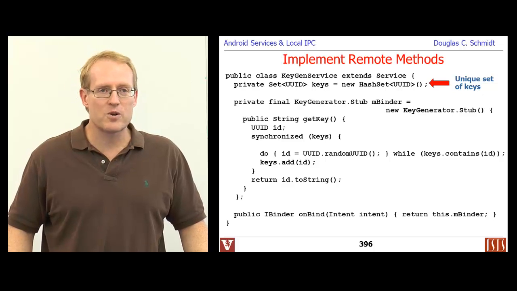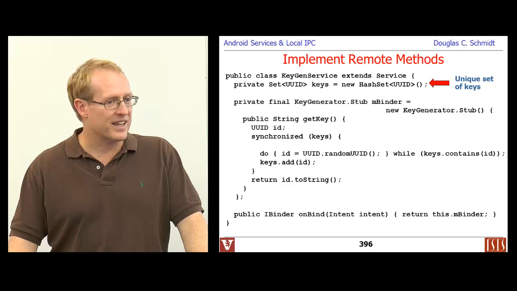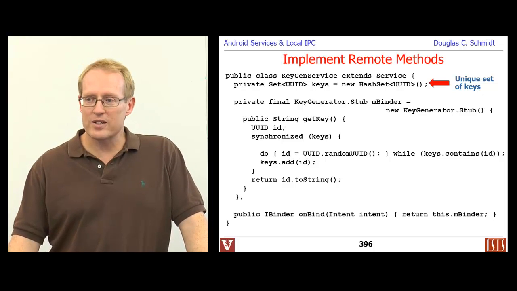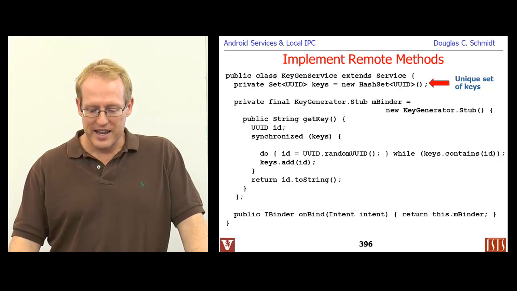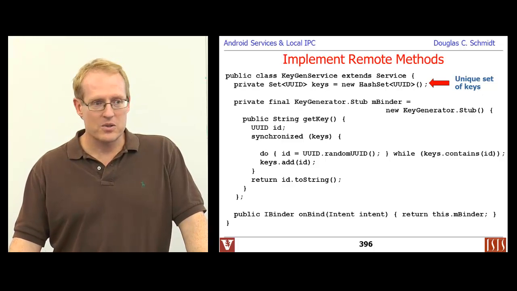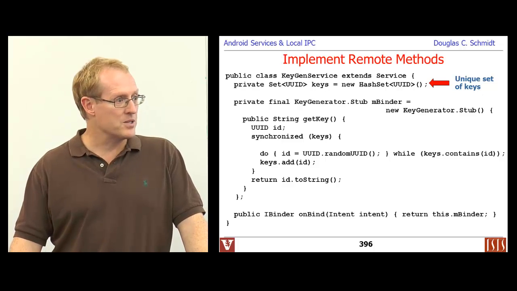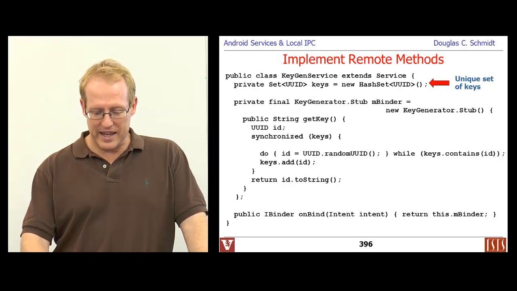So let's take a look first at the source code that handles this synchronously, and then we'll take a step back and look at how to do it asynchronously. So here's our KeyGenService. KeyGenService, as is always the case, is a service. And it creates a new hash set of UUIDs. UUIDs are these universally unique IDs. And we store them as a set. And then we're going to do the following.